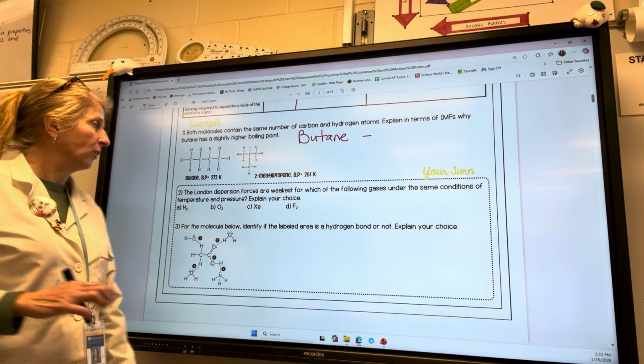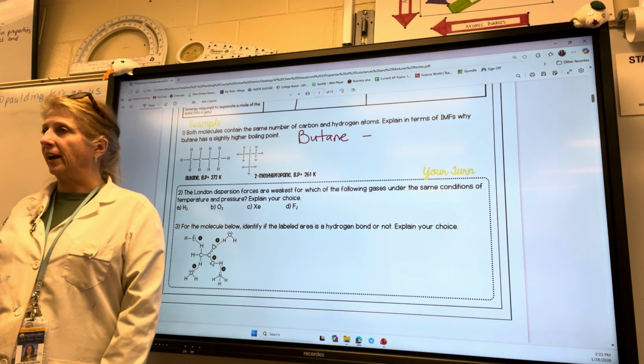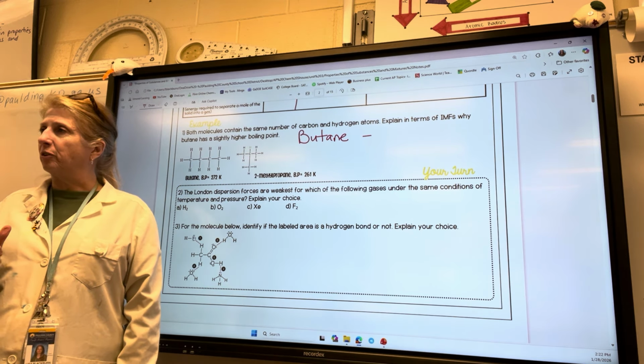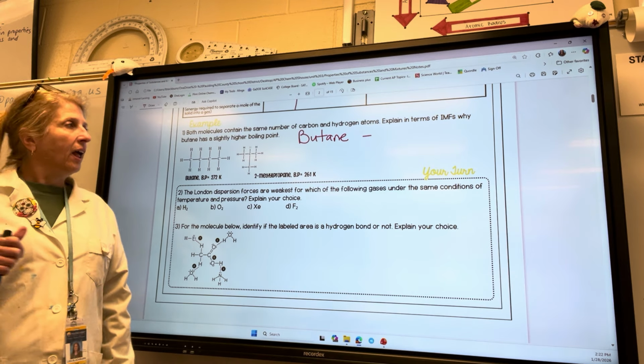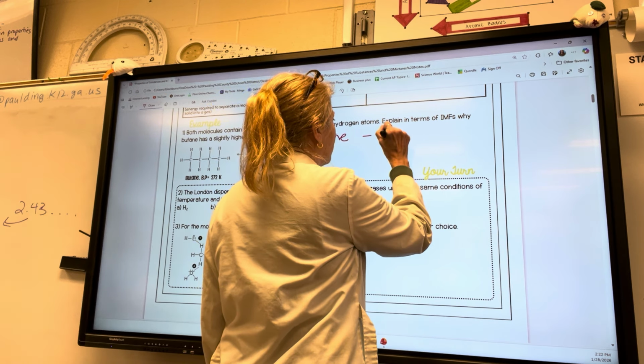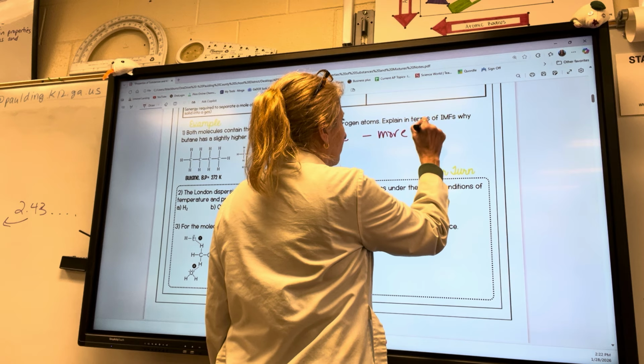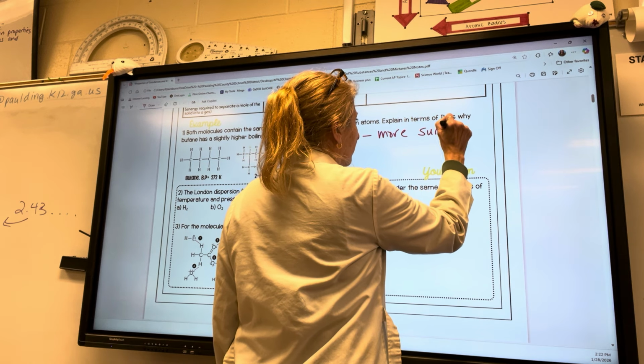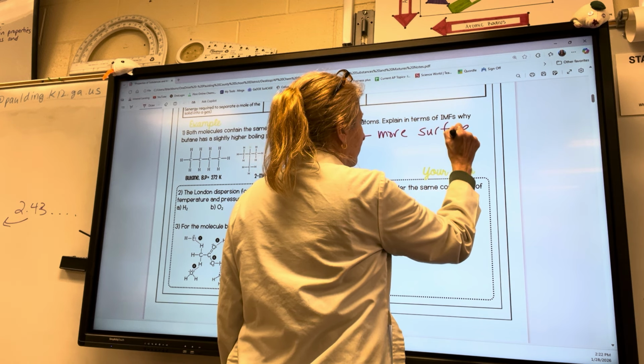Okay, so first of all, these are nonpolar. So that means they've got London dispersion, and that's about it. This one's got more surface area. So it's more squishable, and it can make those London dispersion forces better. Does that make sense to you? So therefore, it is more polarizable.